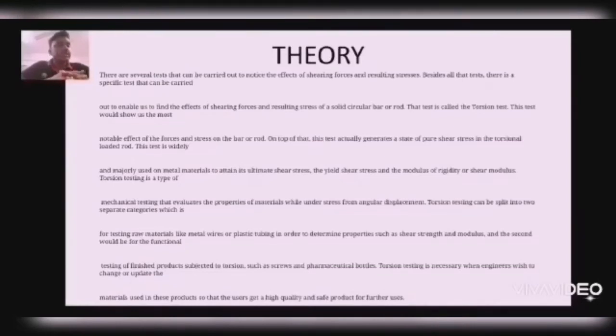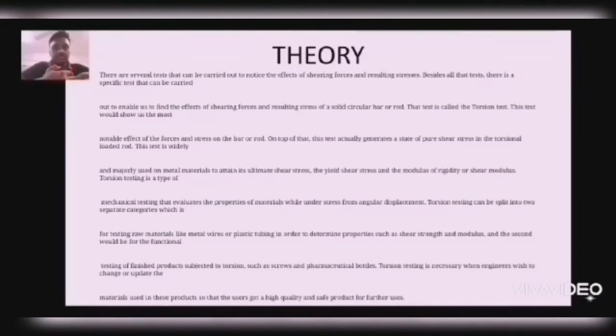Today I'll be talking about experimental theory. There are several tests that have been carried out to notice the effects of shearing force and resulting stresses. Besides all the tests, there is a specific test that has been carried out to notice the effects of the forces and stress on a circular bar or rod. That test is called the torsion test. This test would show us the most notable effect of the forces and stress on the bar or rod. This test generates a state of pure shear stress in the torsionally loaded rod, and it is widely and majorly used on metal materials to attain the ultimate shear stress, the yield shear stress, and the modulus of rigidity or shear modulus.